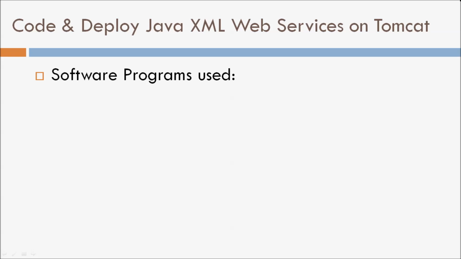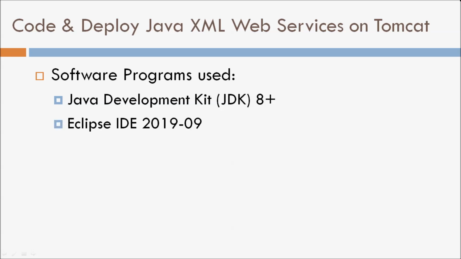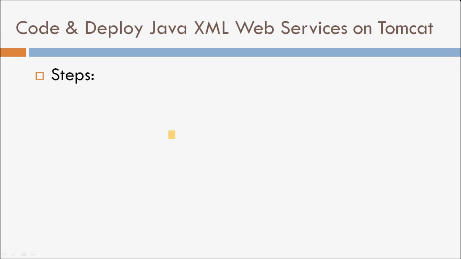Here are the software programs I use. First, it is Java Development Kit JDK version 8 or newer. Second, Eclipse IDE version 2019 September. And third is Apache Tomcat 9.0 server. Of course, you can use the latest versions of these software programs. And here are the steps.